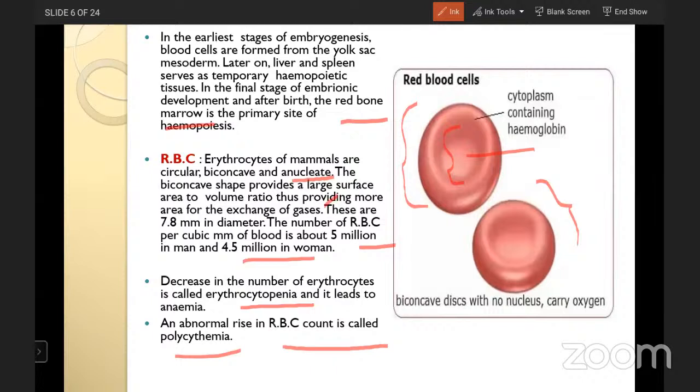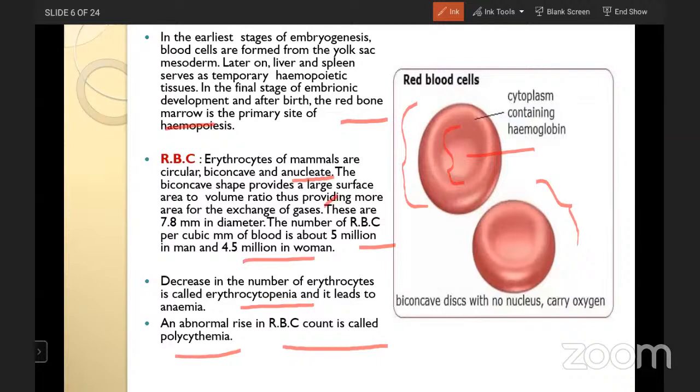Erythrocytes of mammals are circular and biconcave in shape, and anucleate, meaning without a nucleus. The biconcave shape provides a large surface area for the exchange of gases. These are 7.8 micrometers in diameter. The number of RBCs per cubic mm of blood is 5 million in men and 4.5 million in women.